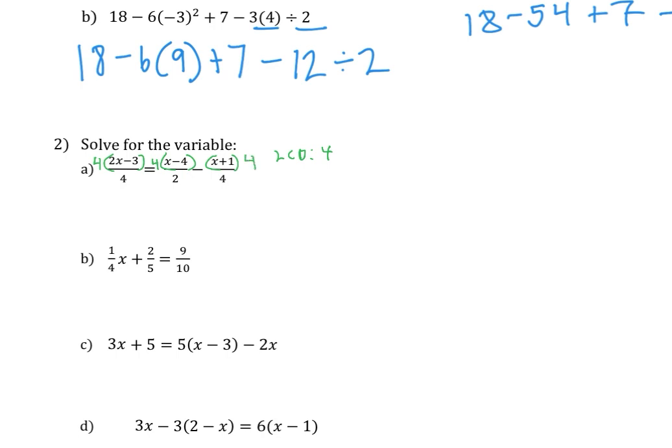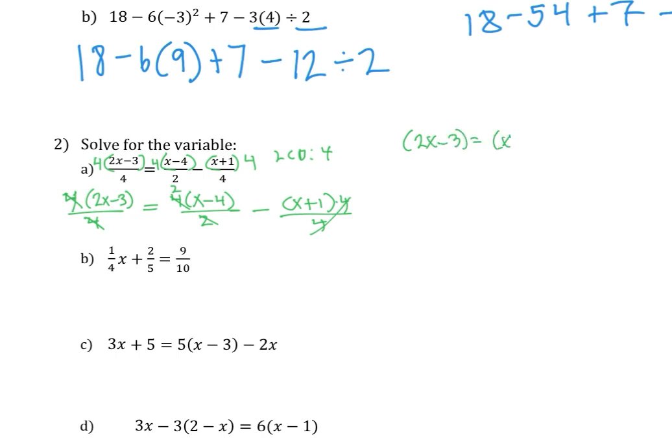So if we do that, we have 4 times (2x minus 3) over 4, and that 4 and the 4 cancel. Then I have 4 times (x minus 4) all over 2. The 2 and the 4 cancel. And then I have minus (x plus 1) times 4 over 4. Those 4s cancel. So then I'm going to write out what we end up with: 2x minus 3 equals (x minus 4) minus (x plus 1).